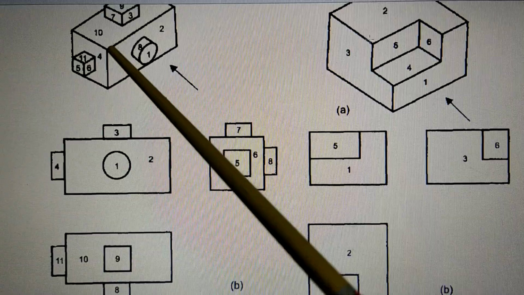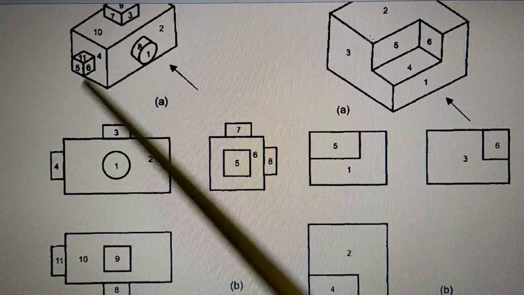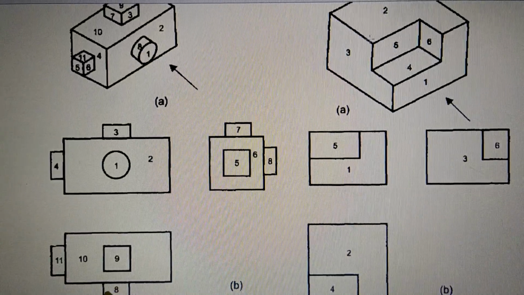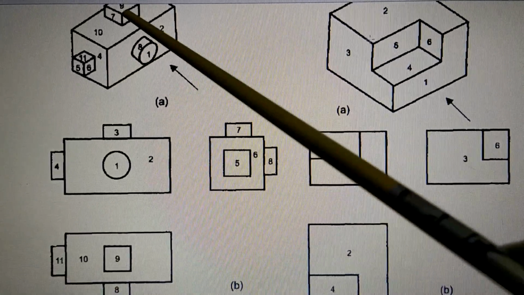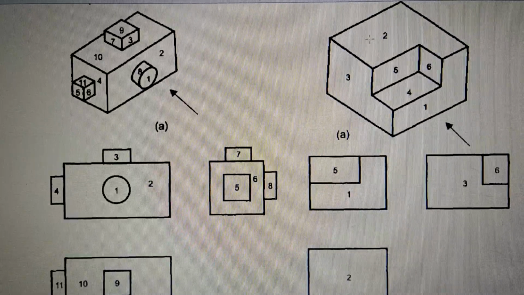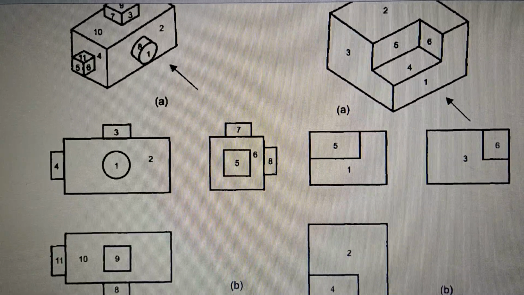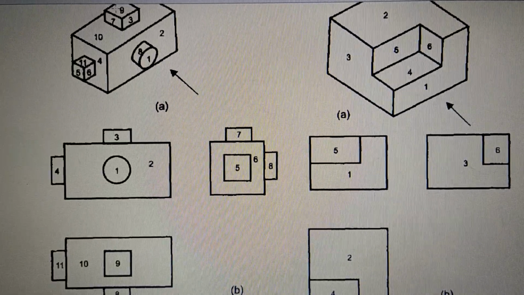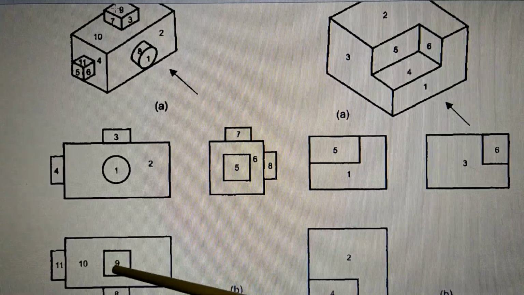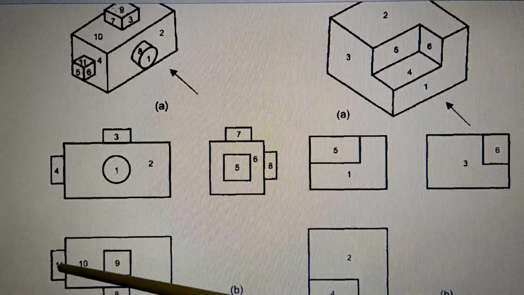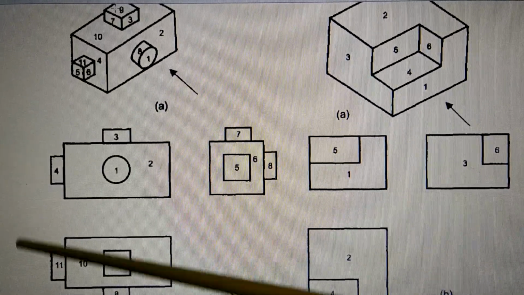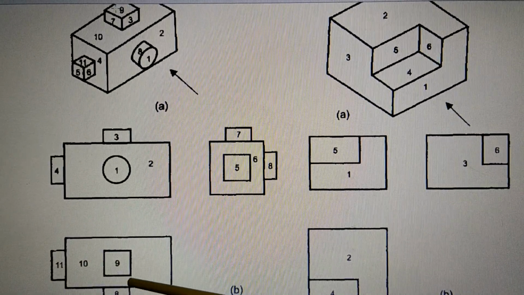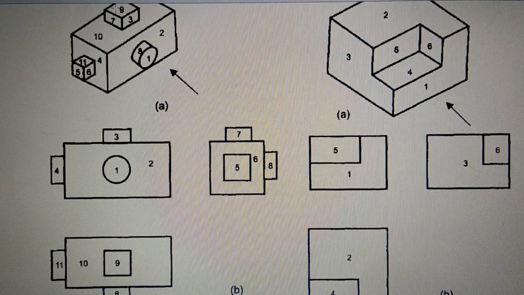Now when you see from above, that is the top view, you will see this number 10. Then this disc, number 8 surface, you will see like this as a rectangle. This is number 9. So number 9 is here. This is number 11 here. Number 5 is this line, not seen. Number 2 is this line, not seen. So this is the top view, this is the front view.